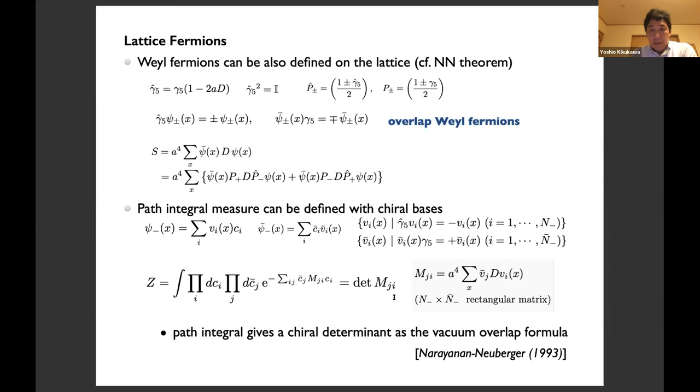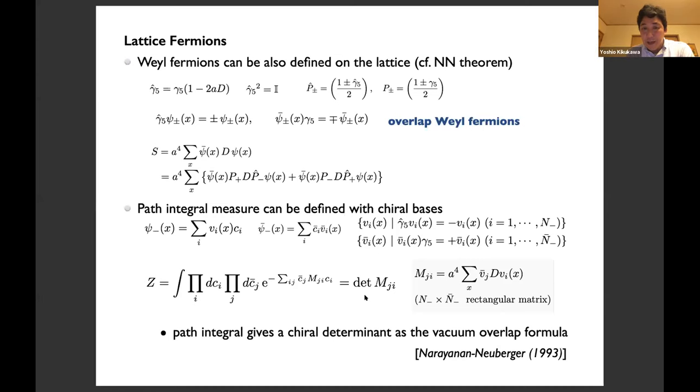Excuse me, here is also a question. We know that the determinant of the D operator is real and non-zero, as you just mentioned. Here you construct the M matrix, which is some kind of projection to the chiral sector. So I just want to make sure the determinant of the M matrix is also real and non-zero.